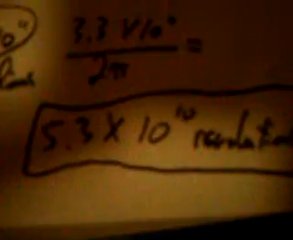And we want to see how many revolutions that is. So we divide that 3.3 times 10 to the 11th by 2 times pi, and the amount of revolutions is 5.3 times 10 to the 10th revolutions.